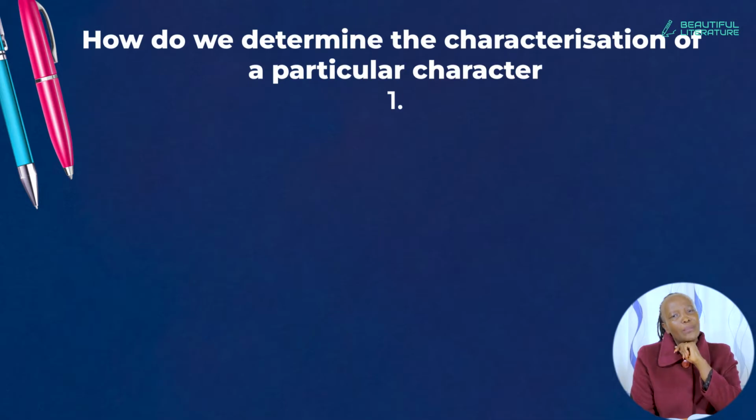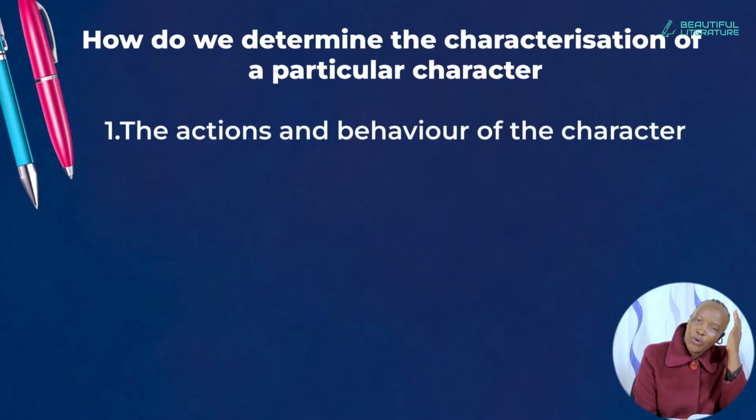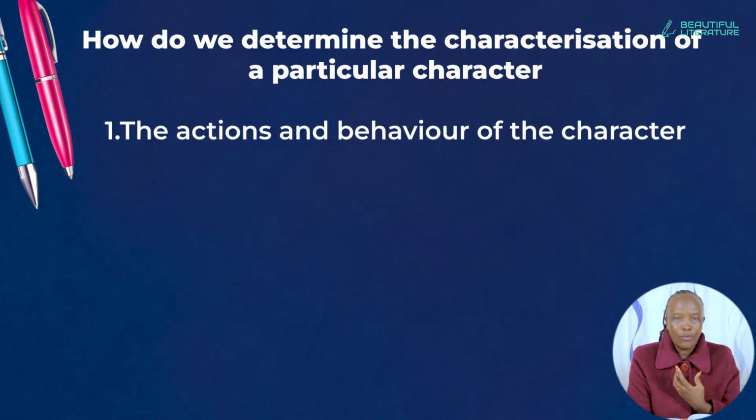Now, how do we end up knowing the character? How does the author bring to us the character that we are talking about? Number one, we are able to know that by what the character shows us.